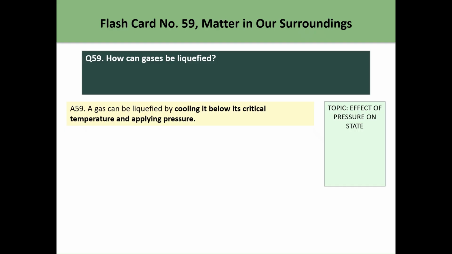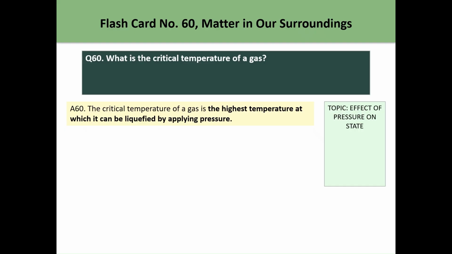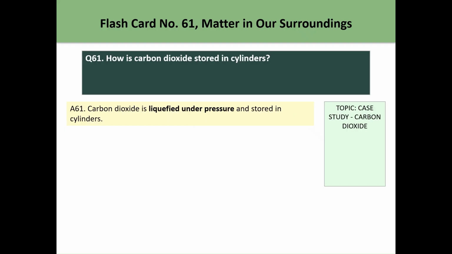To understand cooling better, we must know one important term. What is the critical temperature of a gas? The critical temperature of a gas is the highest temperature at which it can be liquefied by applying pressure. Above the critical temperature, the gas cannot be liquefied by pressure. Now let's apply these ideas to an important case study. How is carbon dioxide stored in cylinders? Carbon dioxide is liquefied under pressure and stored in cylinders.